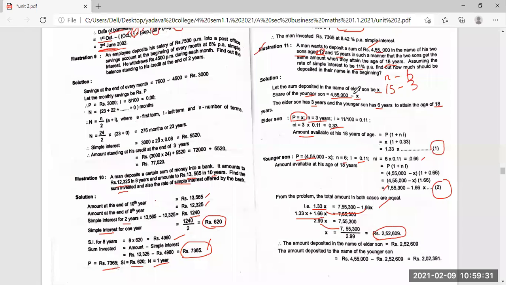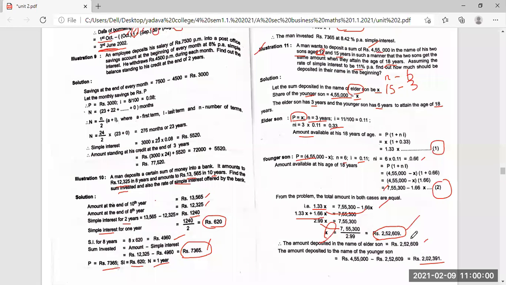2,52,609 rupees we got it. So whom did we take as x? The elder son we have taken as x. So the elder son's deposit amount we all know, 2,52,609. So if we reduce, that is deduct, the elder son's deposit amount from the total amount, we get the younger son's deposit. You all understand, girls? So we have taken the elder son as x, and the value of x we have got.